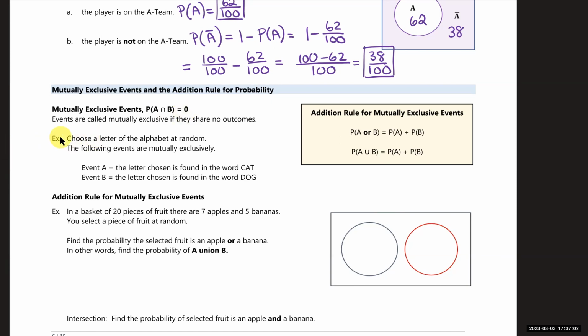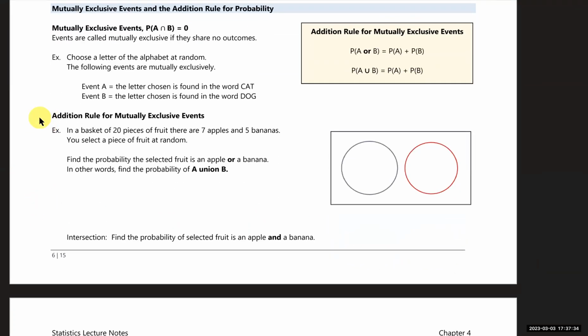If we picked a letter of the alphabet at random, and we let event A be that it's a letter found in the word cat, and event B be that the letter is found in the word dog, those events are mutually exclusive because they share no letters. If I was doing a Venn diagram, I would write CAT here and then DOG there. There are no letters in common. So that's what a Venn diagram looks like. If two events are mutually exclusive, you're not going to see any overlap in the circles. All right, I'm going to fill this one out for the next rule to introduce the addition rule.